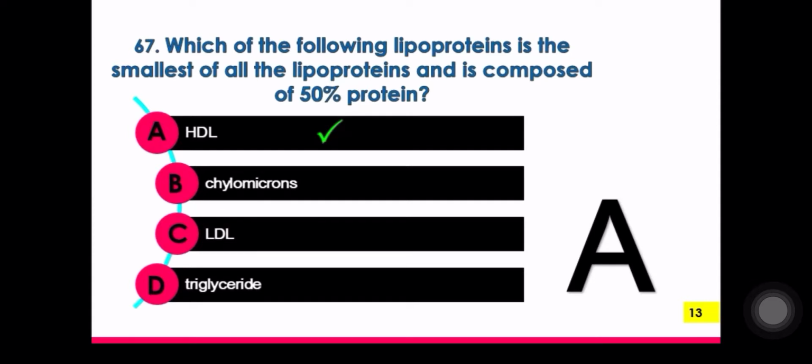Again, letter A, HDL. So remember, HDL is the smallest but most dense, also known as the protein-rich lipoprotein. While chylomicrons naman, siya yung largest but least dense. Remember, it is made up of 80 to 95% triglycerides. So that's why tawag sa kanya is triglyceride-rich lipoprotein. LDL, on the other hand, is made up of around 50% cholesterol esters and is also, remember, a primary marker for coronary heart disease. And lastly po, by the way, LDL transports cholesterol to peripheral tissue po. So yan, 67.